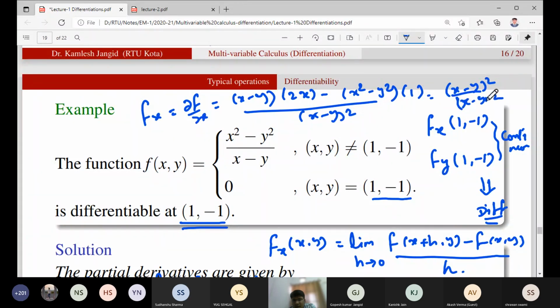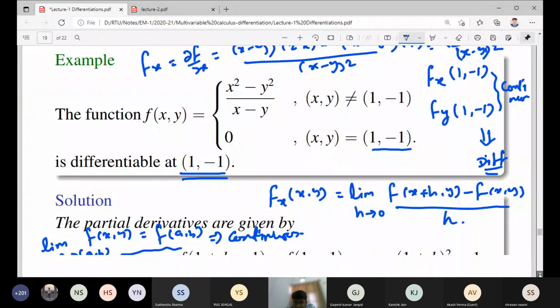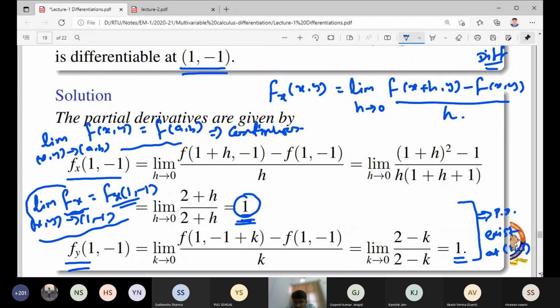y) square, right? If you differentiate this relation with respect to x, taking y as a constant, we get (x minus 1) square divided by (x minus y) square, right? So this is our partial derivative at (x,y) not equal to (1, minus 1). And we know that fx at (1, minus 1) is plus 1 here. We have already found out, which is plus 1.